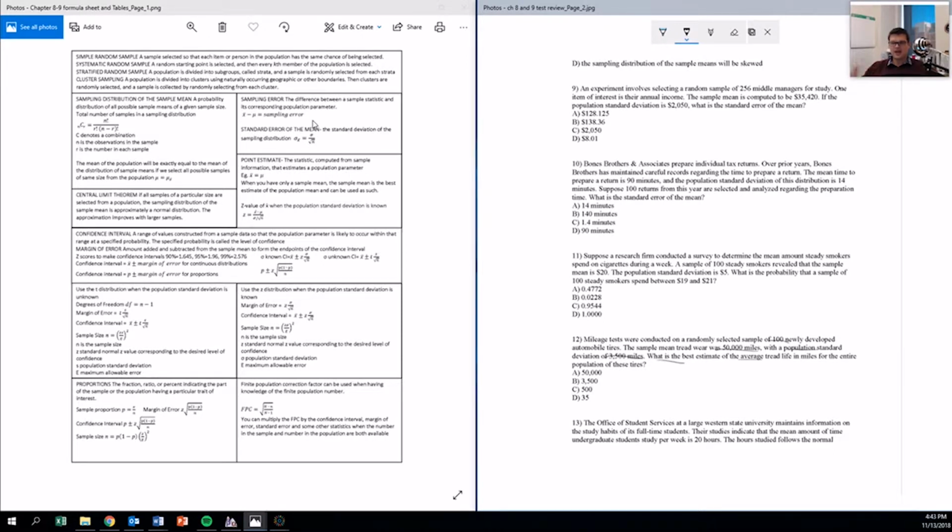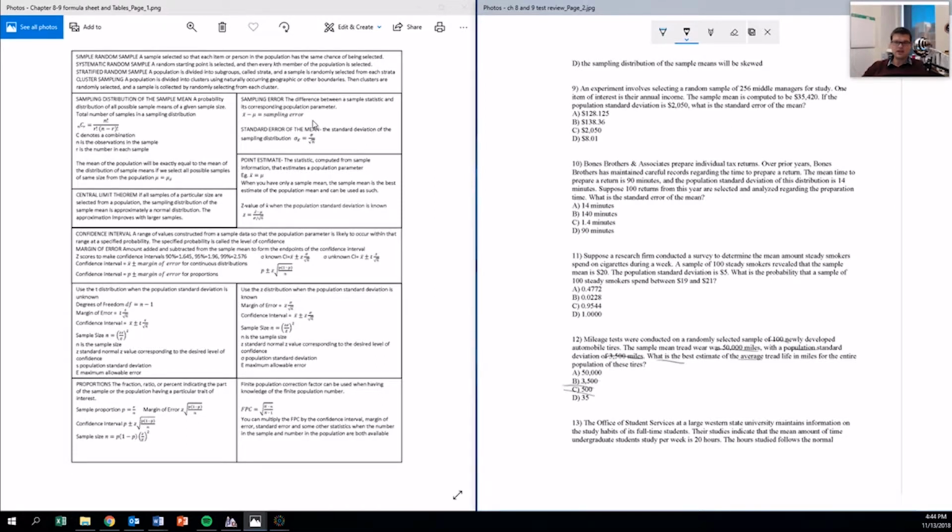So just answering that question, could 3,500 be the best estimate for the average tread life in miles for the entire population of these tires? No, there's no way. 3,500, no, this is the standard deviation. The only possible answer that's even remotely reasonable is 50,000.